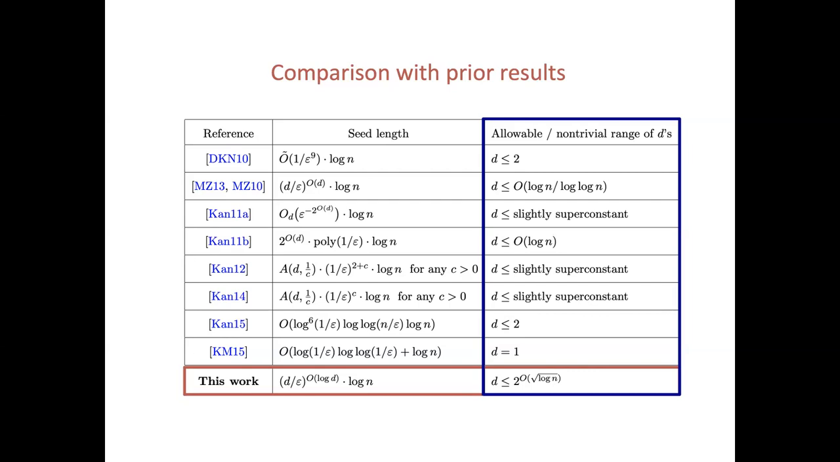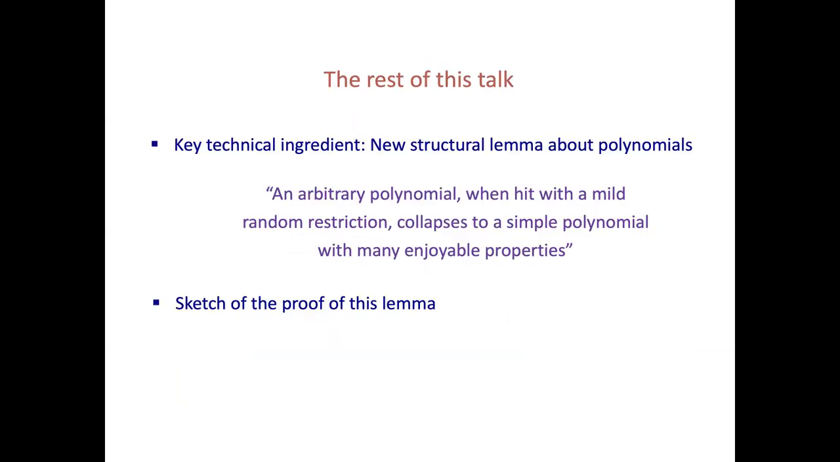So having stated our result, here's the structure for the rest of this talk. This paper was fairly technical and lengthy. I thought I would abstract from the paper one of the key technical ingredients that I hope is of independent interest. It's a new structural lemma about polynomials. And in the rest of this talk, I thought I'll tell you about this lemma and also sketch the proof of this lemma. The lemma, roughly speaking, says that an arbitrary polynomial, when hit by a random restriction, collapses to a simple polynomial with many enjoyable properties. So in the rest of this talk, I'd like to state this lemma more precisely. I'd like to tell you about what a random restriction is over Gaussian space. And I'll also like to tell you about what these enjoyable properties are.